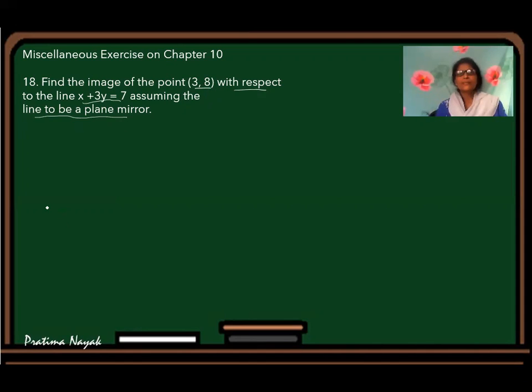That means think of that on this line x + 3y - 7 = 0, we are keeping a mirror here. So this point is (3, 8). Where will be its image? So you know that image is formed just on the perpendicular, and the image distance is always equal to the object distance. So the question is about P dash.